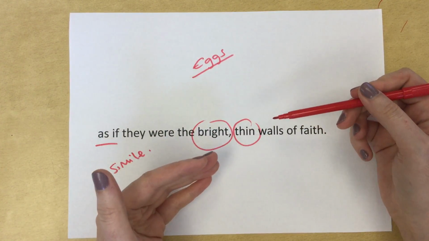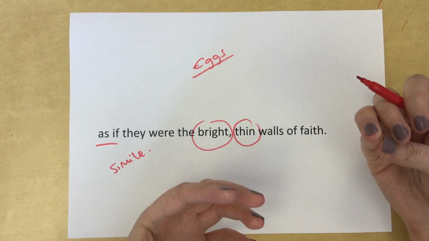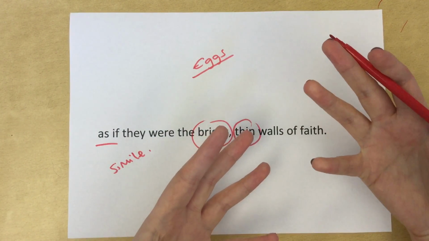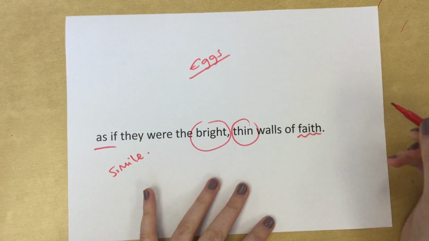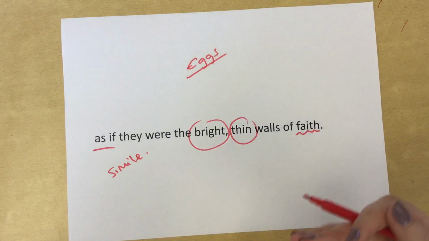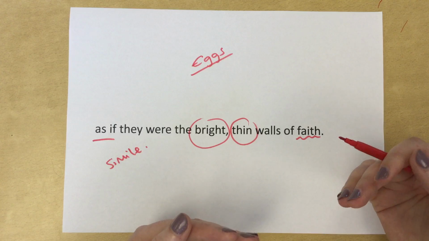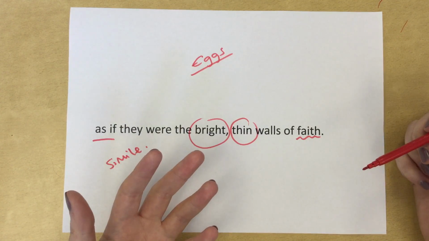But then again, they're also described as thin. So they are fragile. They're breakable. They're not going to last forever. They could go at any moment. And again, we've got the word faith linking to religion, that abstract noun. So there is still hope there within these eggs, within this promise of new life. And this is what keeps them going ultimately.